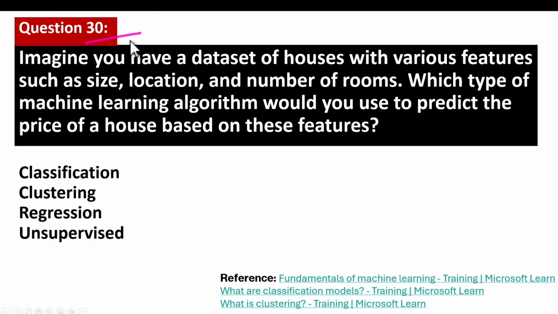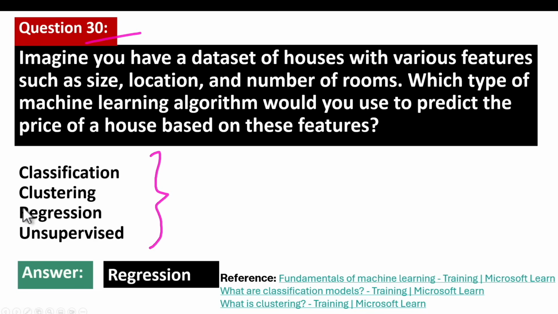Question number 30. Imagine you have a data set of houses with various features such as size, location, and number of rooms. Which type of machine learning algorithm would you use to predict the price of a house based on these features? Let's go through the options available. The correct answer is regression. Alright, so regression is a very important topic we need to understand.